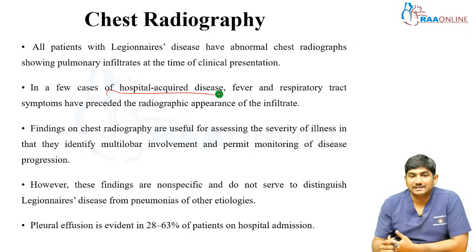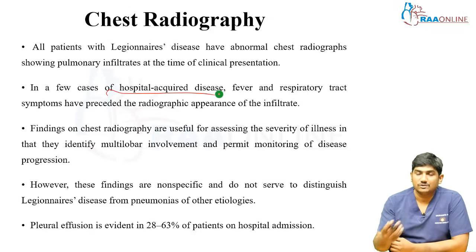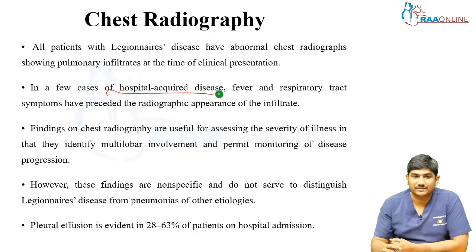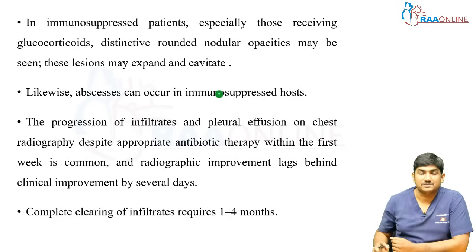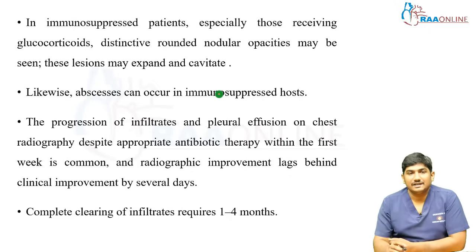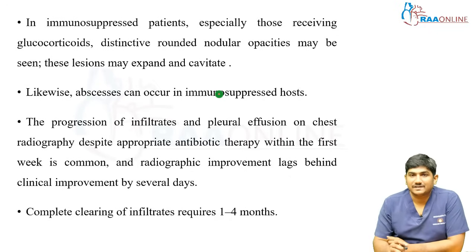However, these findings are usually non-specific and they don't differentiate whether it's Legionella or another pneumonia just by seeing the X-ray. You need a history, clinical examination, and documented evidence from the sputum. Pleural effusion is evident in around 63% of patients on hospital admission. In immunosuppressed patients, especially those receiving glucocorticoids, distinctive round nodular opacities may be seen.